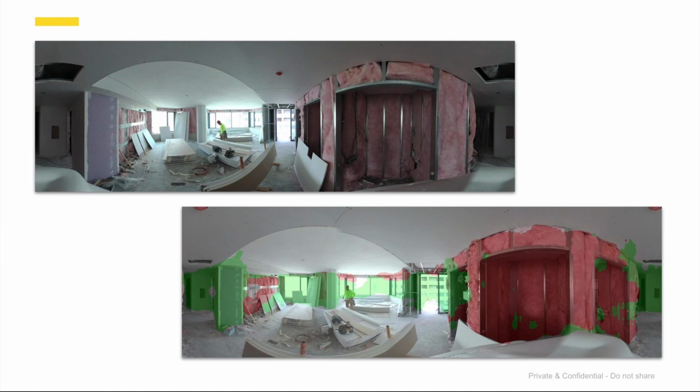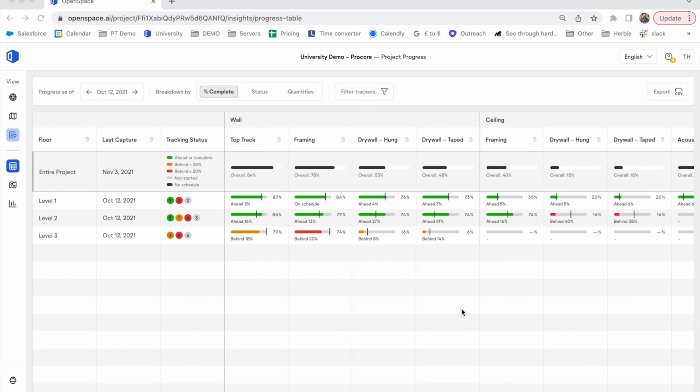The bottom image is showing how the AI is learning how to do that itself. These red and green blobs are an illustration of it spotting the differences between materials. We jump into a project to see what this looks like in reality.